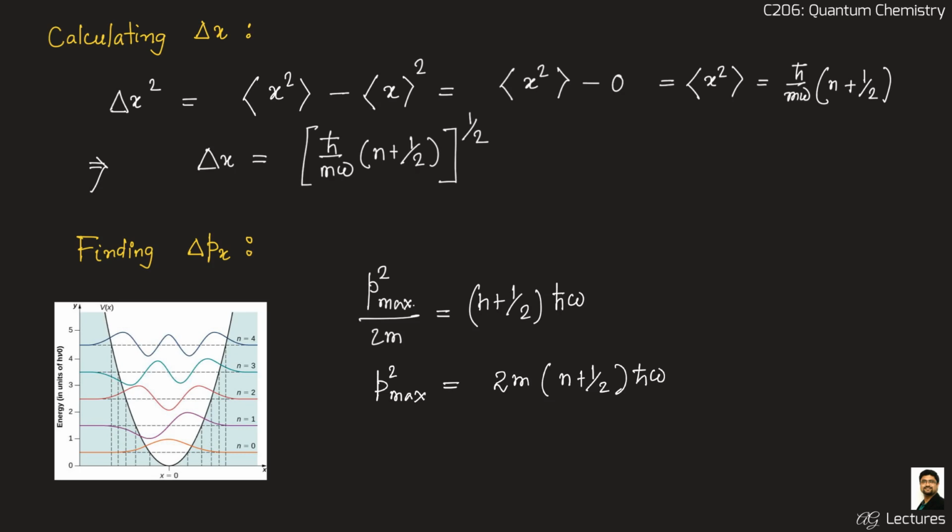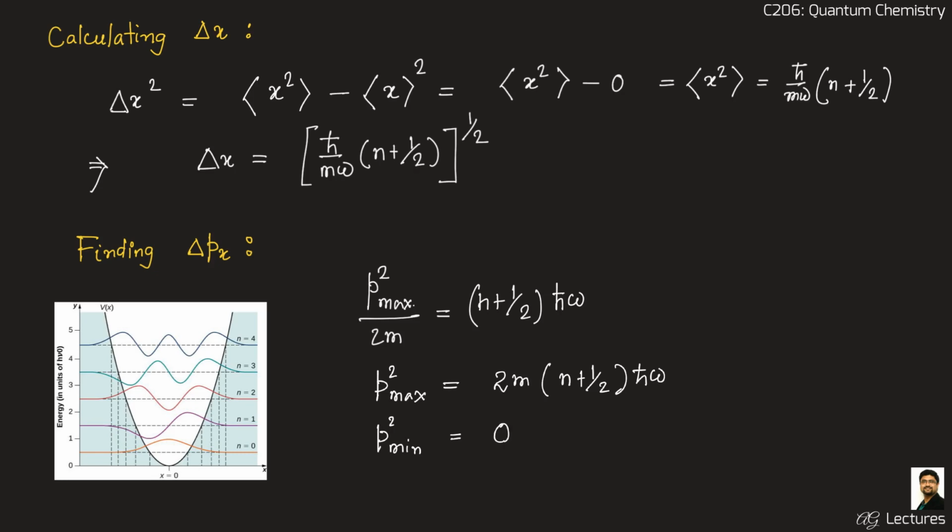Now the question is, what is the p² minimum? Here is the classical picture that we are bringing in. Quantum mechanically we cannot say this, but classically, if you take that approximation, the p² minimum is definitely 0, because the velocity goes to 0 when it attains the amplitude, right?